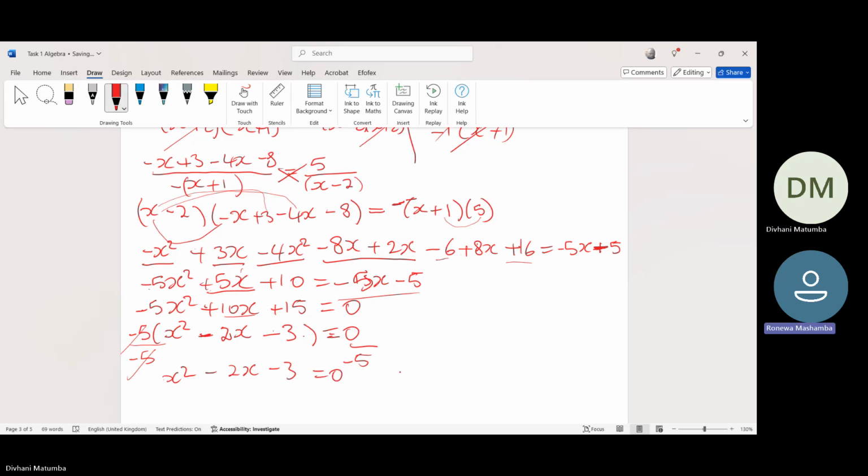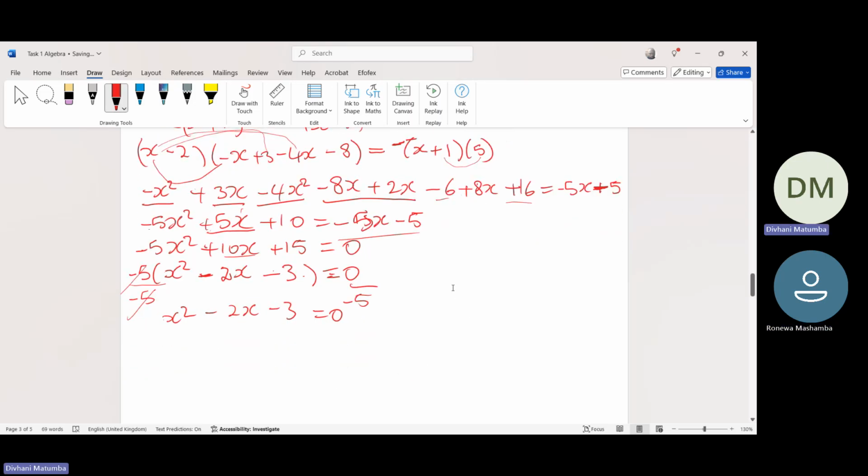You agree? Yes, sir. Okay. Now, how do you solve for x? Do you know the quadratic formula? Yes, I believe so. Okay. What does it say? Is it not x is equal to b plus or minus the square root of b squared minus 4ac over 2a?